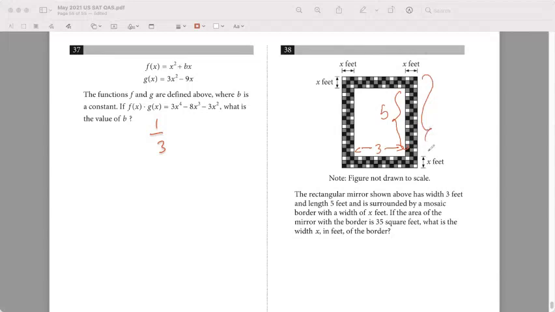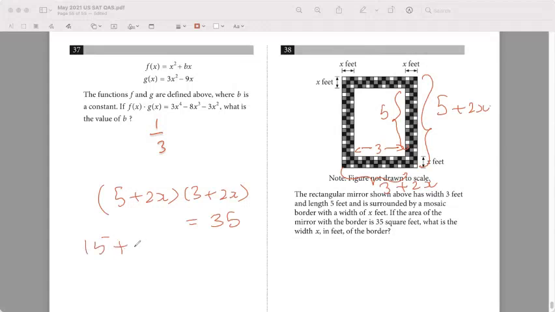That would be this multiplied by this. So this is x and this is x. So this full length is 5 plus 2x. Similarly, this full length is 3 plus 2x. So (5 plus 2x) times (3 plus 2x), that is given as 35 square feet, right? The total area of the mirror and the border. Okay, so then 15 plus 10x plus 6x, 16x, plus 4x squared is 35.